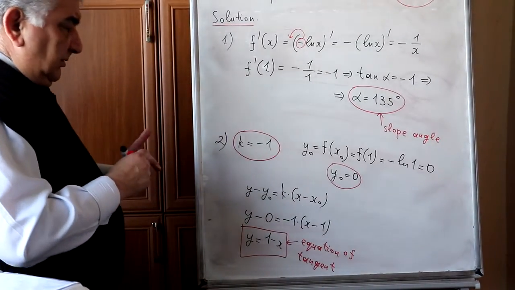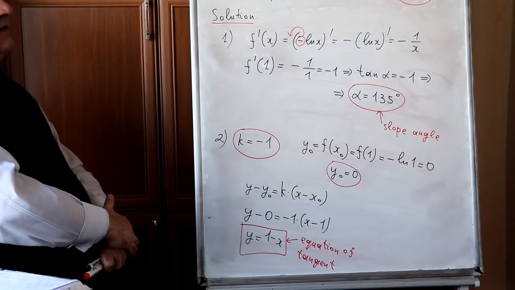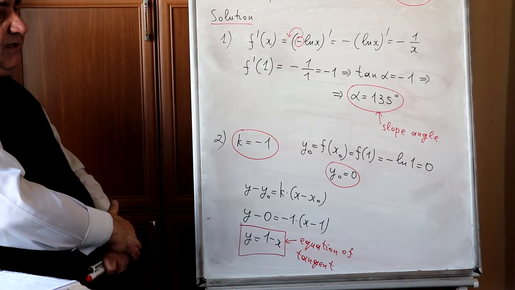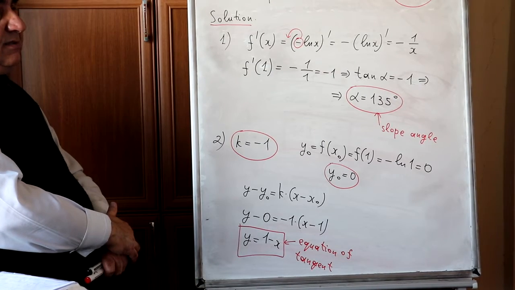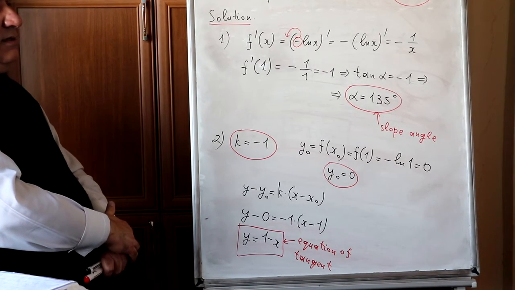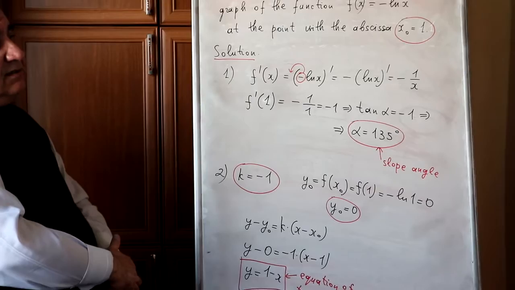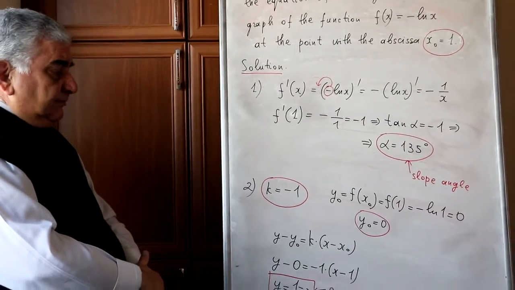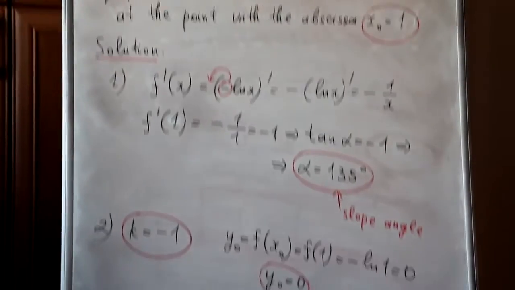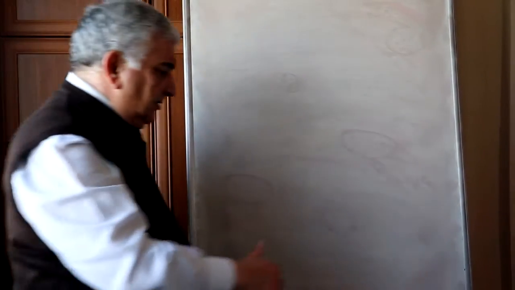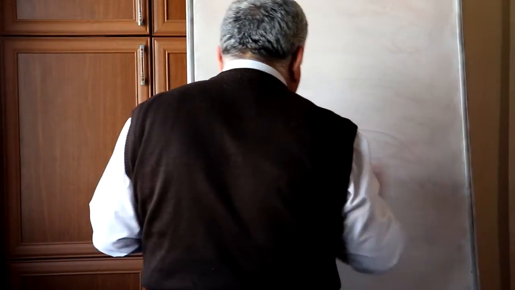And then verify the equation of the tangent and its slope angle. For this, construct the graph of the function and its tangent at the given point.